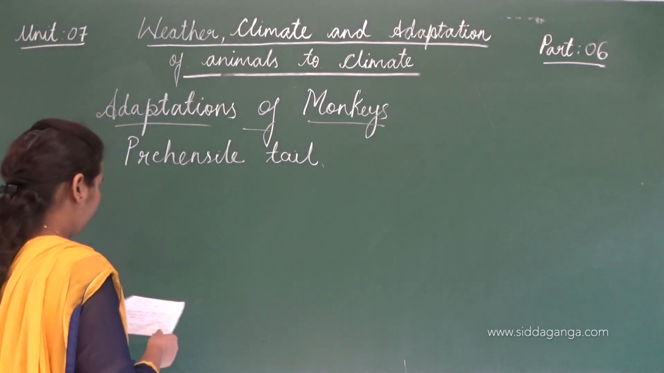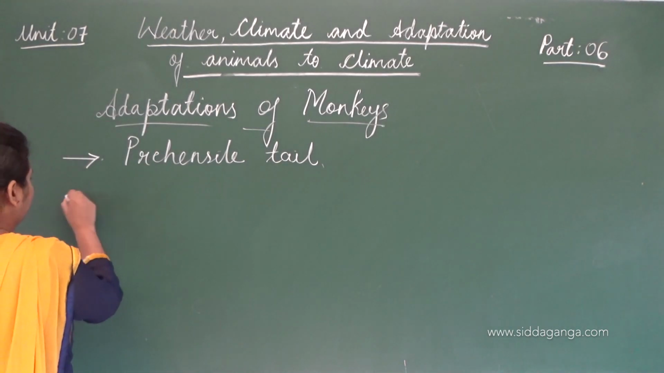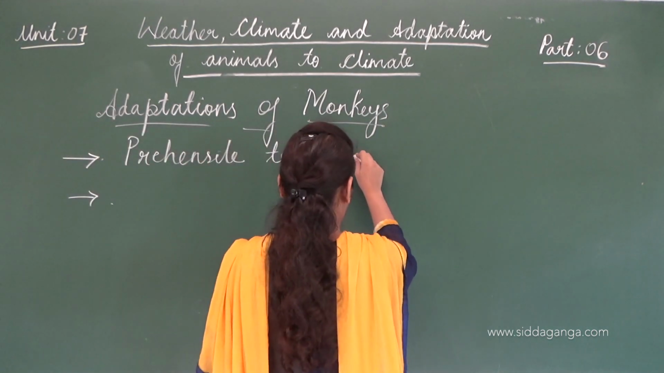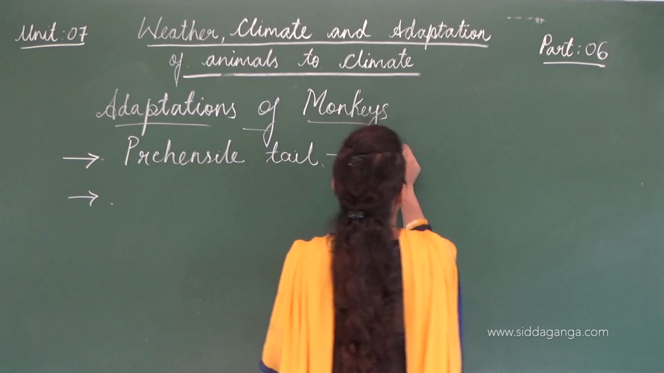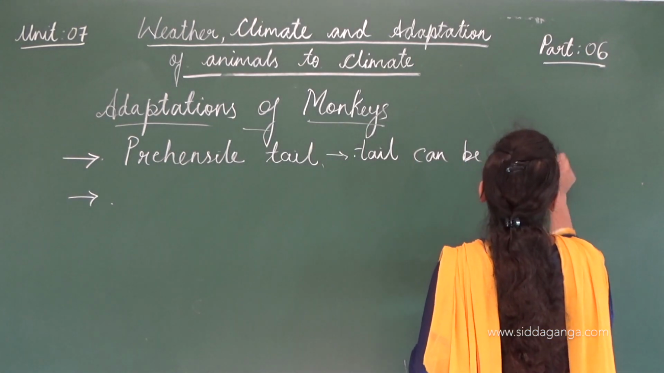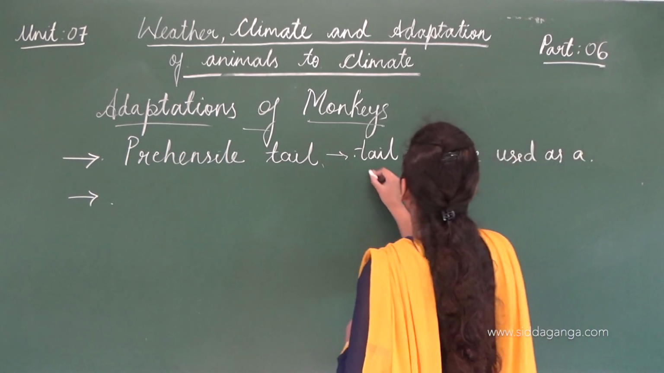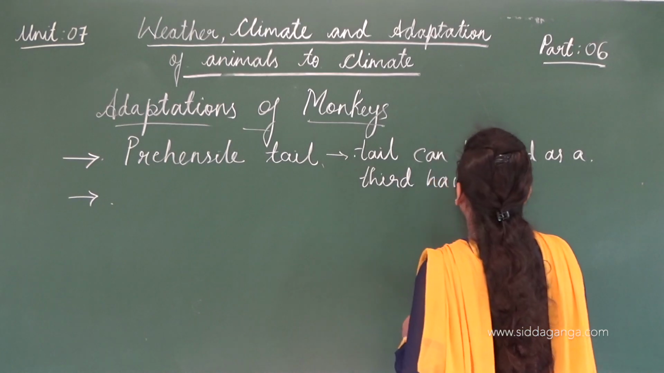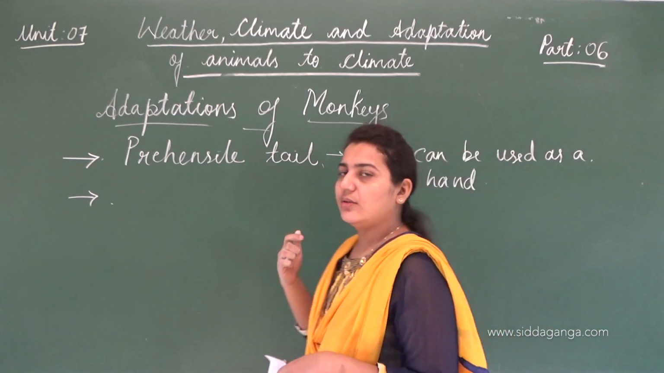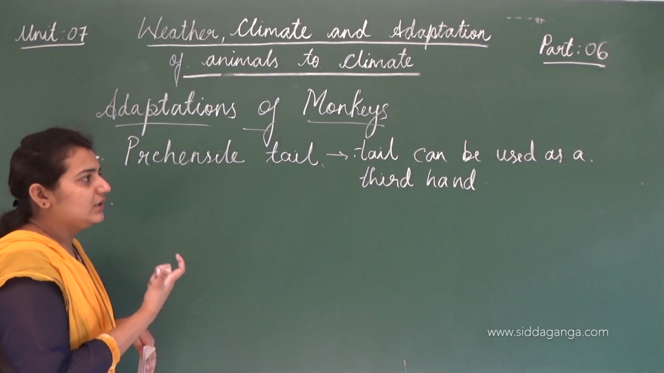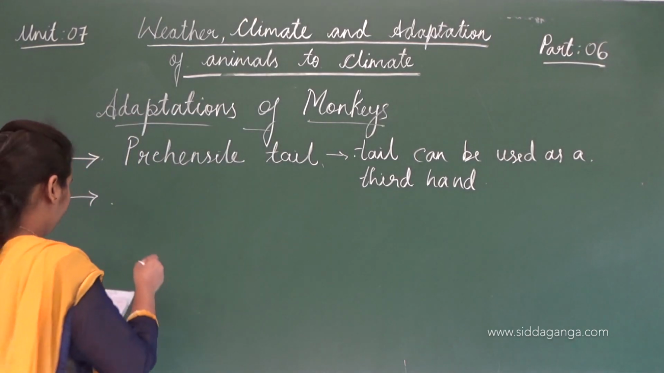Also, what does this prehensile tail mean? That means this tail can be used as a third hand, to hold on to the branches or to hold on to the food or something. So that acts as a third hand, that means a prehensile tail.